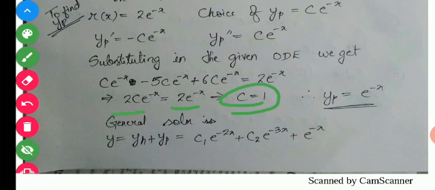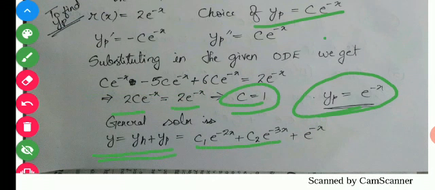So what is your yp? Yp is c e raised to minus x. So the specific yp, the answer we get here, is yp equal to e raised to minus x. So as I told you earlier, the general solution is yh plus yp. Yh we had already found. It was c1 e raised to minus 2x plus c2 e raised to minus 3x. Yp we found now. It is e raised to minus x. So y is yh plus yp. This is how you have to find the solution.